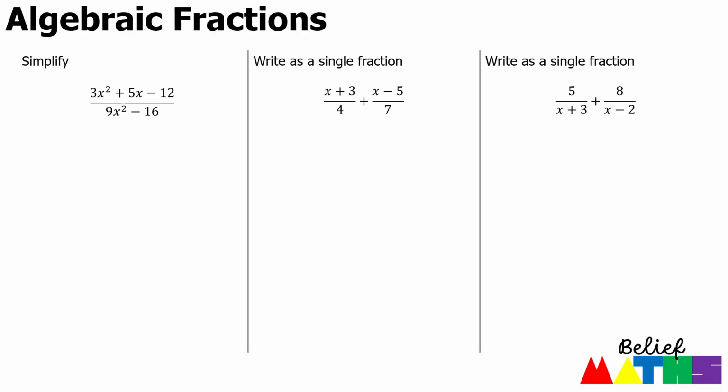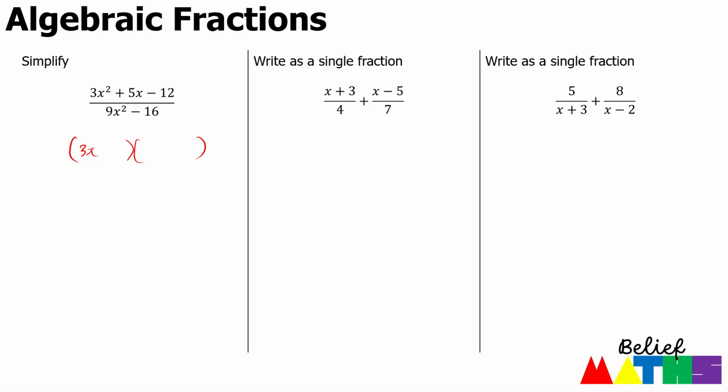Algebraic fractions work in a very similar way, particularly the first one that you see here. So the first one asks you to simplify that. Now you'll notice there that we've got a quadratic and a difference of squares. So in this case what we'll do is we'll factorize both of those. Again, I won't go into too much depth about factorizing the quadratic because we've done that already.